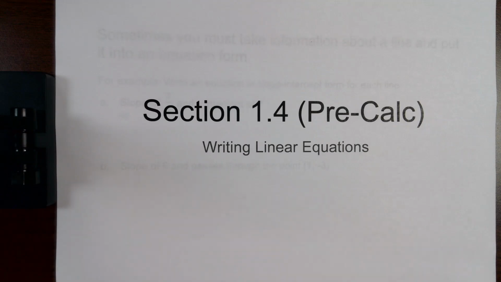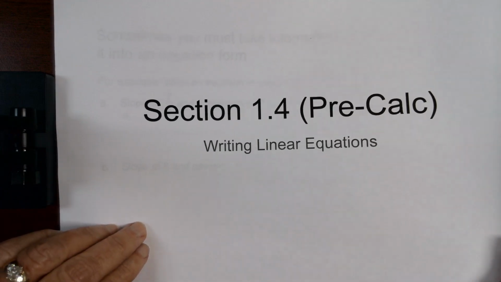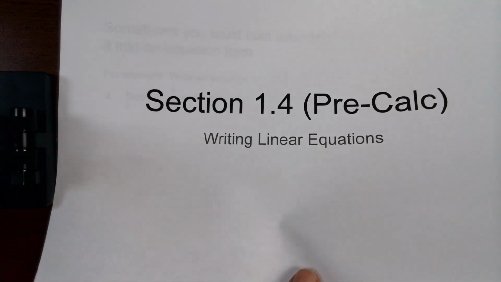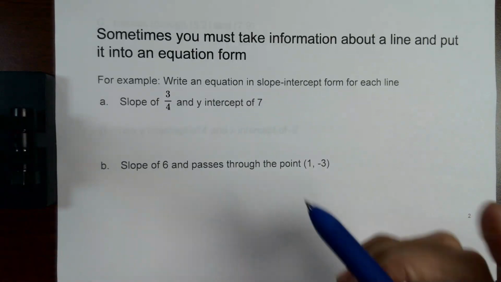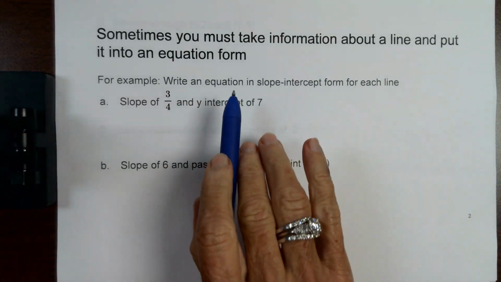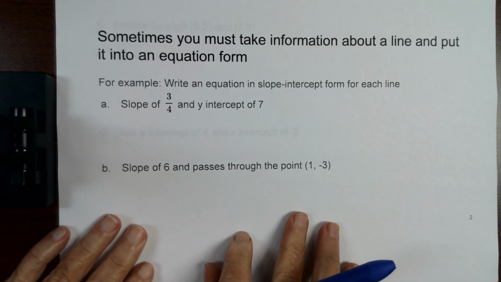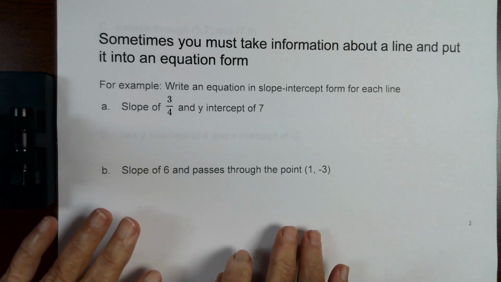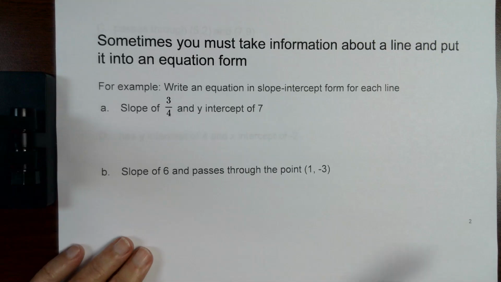Section 1.4 has to do with writing linear equations. We graphed the linear equations in 1.3, and 1.4 is about putting them in equation form. Sometimes you have to take that information about a line and put it in the right spot in the equation to show how that line is graphed.